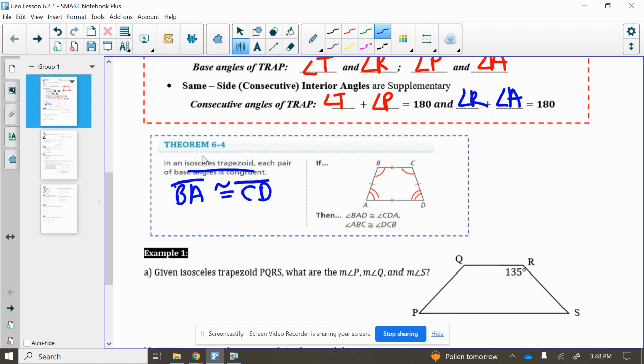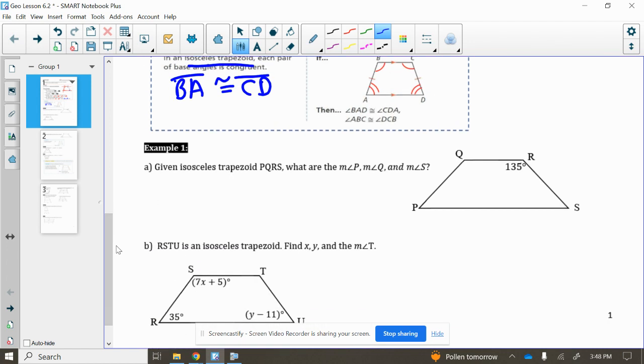And when that happens, our base angles are not only going to be supplementary to their corresponding consecutive angle, so angle B and angle A are supplementary, and so are angle C and angle D. But the base angles are also congruent to each other when we have an isosceles trapezoid. So angle B and angle C would be congruent, and angle A and angle D. So upper base angles and then lower base angles are congruent.